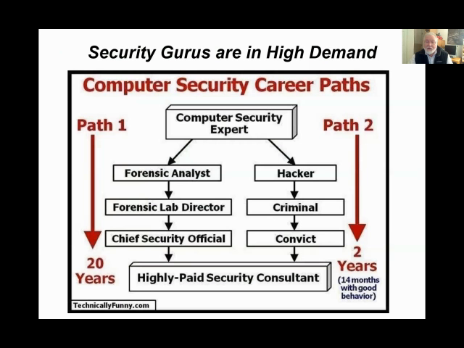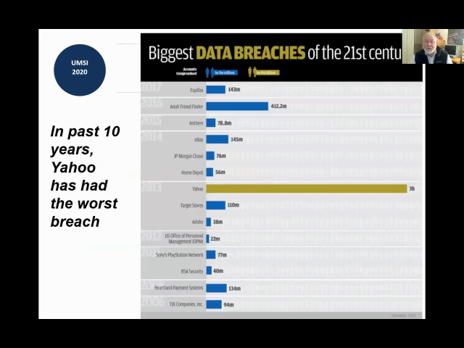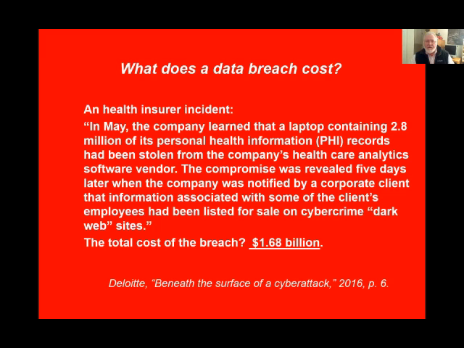So, tongue-in-cheek on this chart, but it makes a good point. Their biggest data breaches in the 21st century. This is one of the articles that we read and a chart that was in it. In the past 10 years, and I looked at the 2019 version of this just the other day, it hasn't changed. Yahoo is still by far the biggest breach that's occurred.